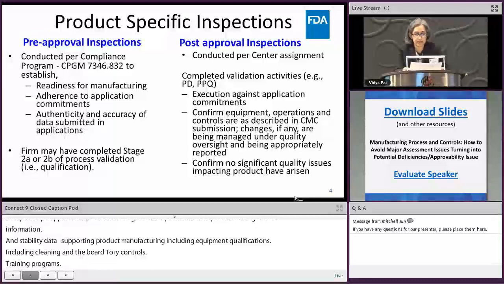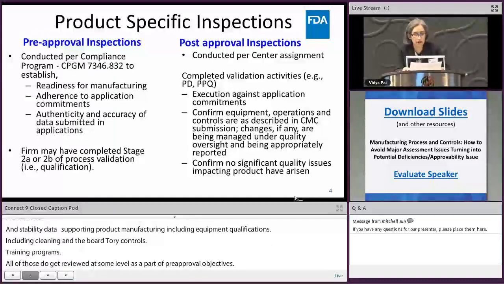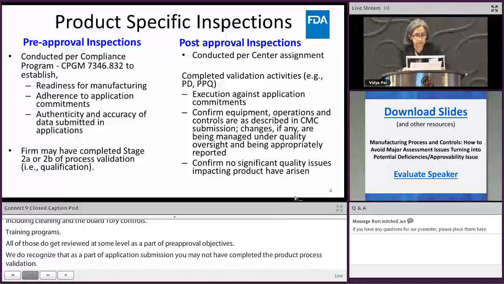We do recognize that as part of application submission, you may not have completed product process validation. For example, you may be at 2A or 2B of process validation, that is early on, and that's quite all right. We would look at the data that is available on site.